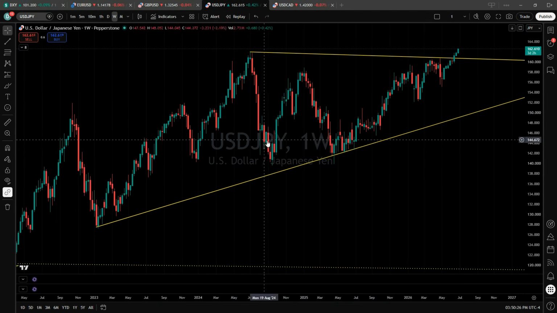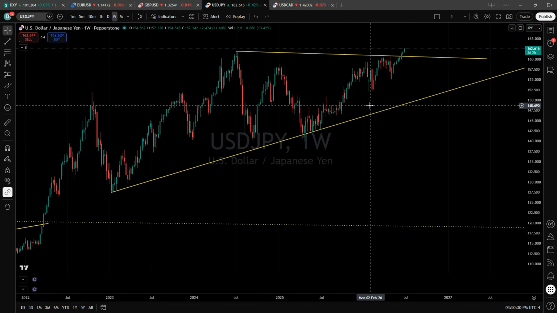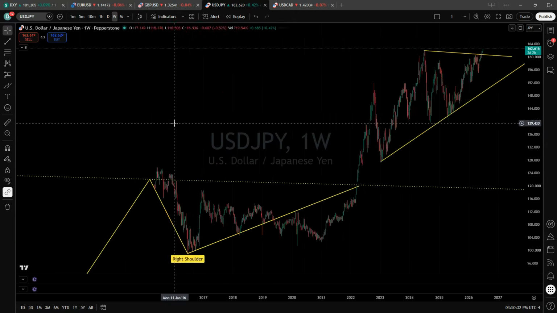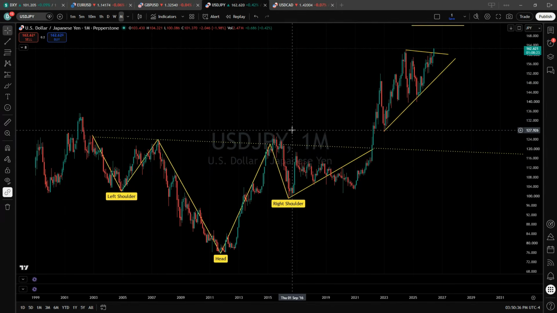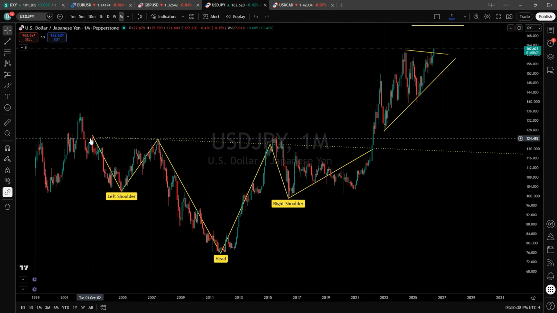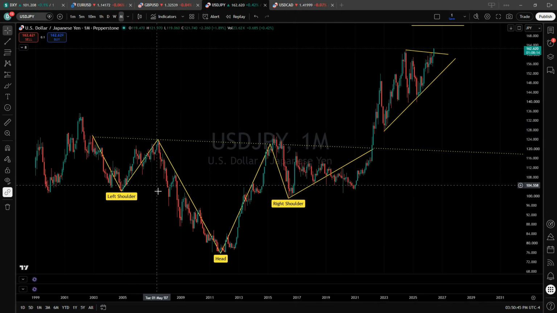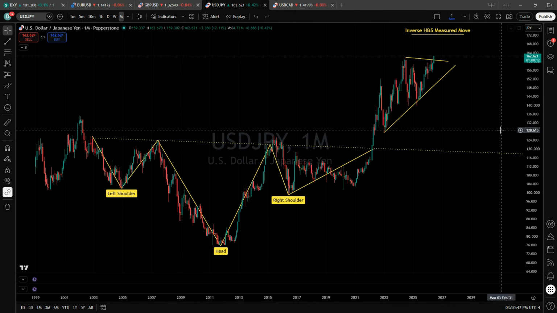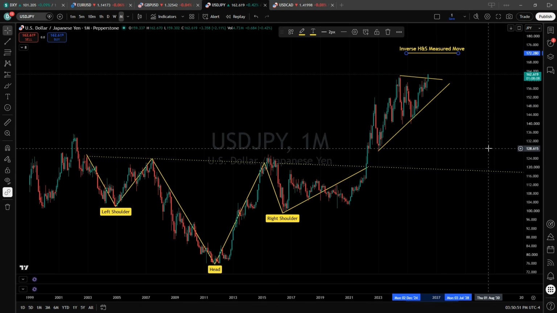Now, you can see here, this is on the weekly time frame. Basically, we're forming a pennant on the top of this chart. Now, let me back out even further to show you guys something very interesting. I'll put this on the monthly time frame. Again, technical analysis was pointing us in this direction. We have a massive, on the monthly time frame, inverse head and shoulders pattern with a targeted measured move all the way up here at 172.28.